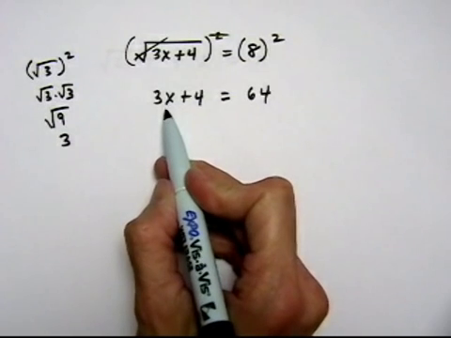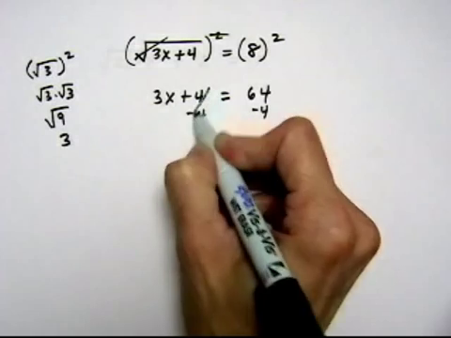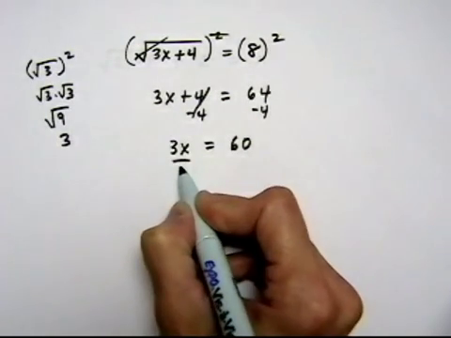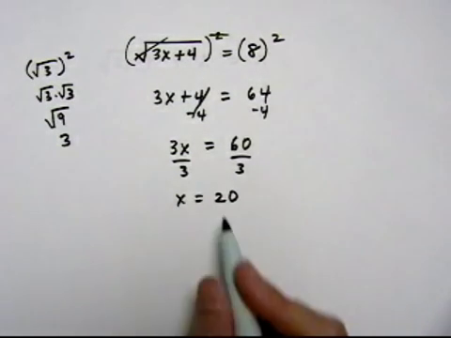And now we have a linear equation, so let's go ahead and solve for x. Subtract 4 on both sides and we get 3x is equal to 60. And dividing by 3, we get x is equal to 20.